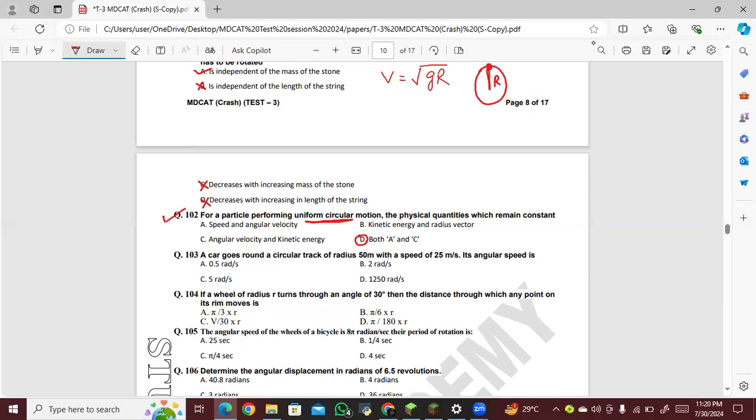A car goes around a circular track of radius 50 meters with speed 25. Find the angular speed. So V equals R omega. V is 25, R is 50. It becomes 1 by 2, and 1 by 2 is 0.5. So the correct answer is A.